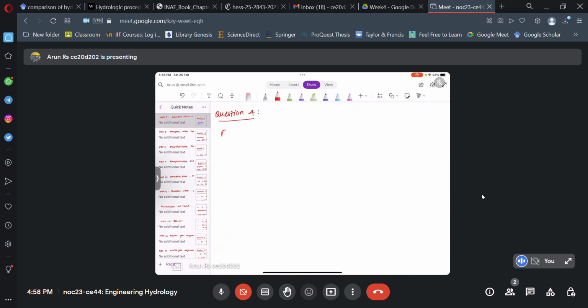We have been given the graph of f versus t, from which we can determine the following parameters. f naught is around 4.5 centimeters per hour and fc is 1.25 centimeters per hour, and the decay constant K is given in the question as 12 per hour. Now we can write Horton's model: f at any time t is equal to fc plus f naught minus fc into e to the power of minus Kt.